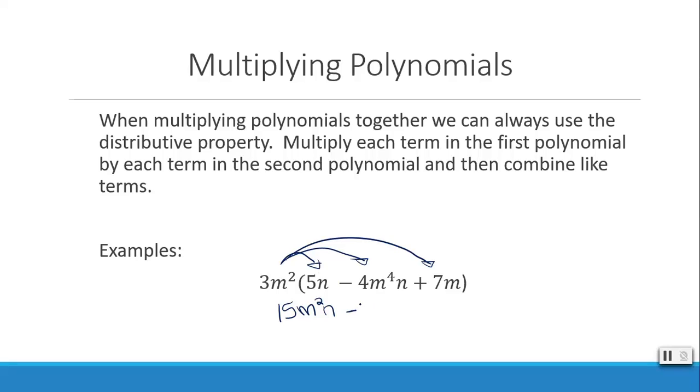The one in the middle is going to give you negative 12m to the 6. So notice I added the 2 and the 4. Then I'm going to just tack that in onto the n. And then the last one is going to give you 21m to the 3rd, because again, there's an understood 1 here.